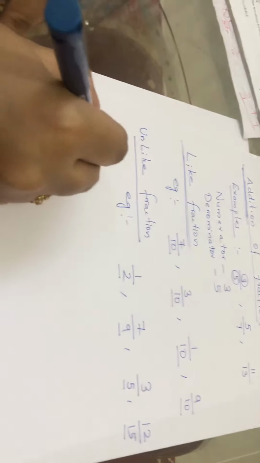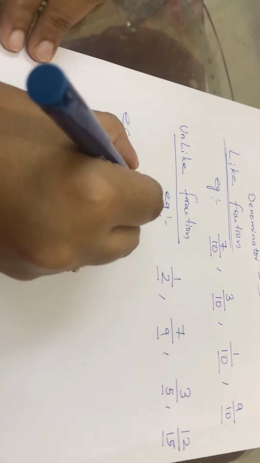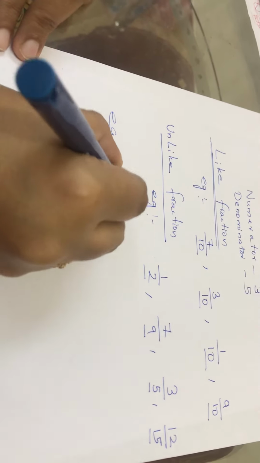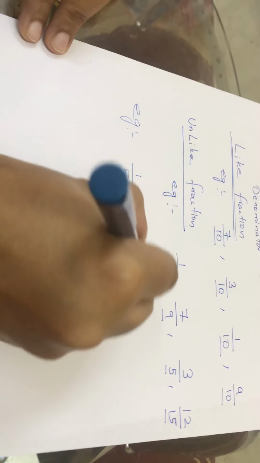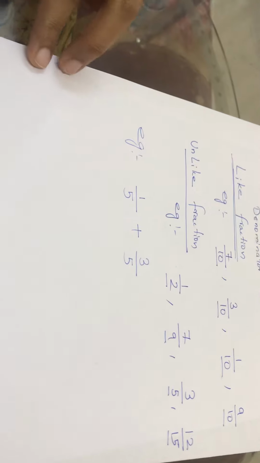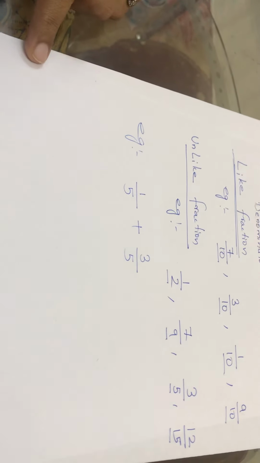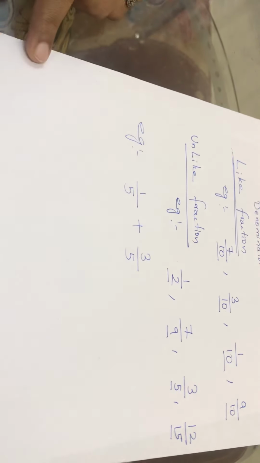Now we are going to discuss the addition of fractions. First of all, we will discuss the addition of like fractions. Example: if you want to add the fractions 1 by 5 plus 3 by 5, they are like fractions because they have the same denominators.